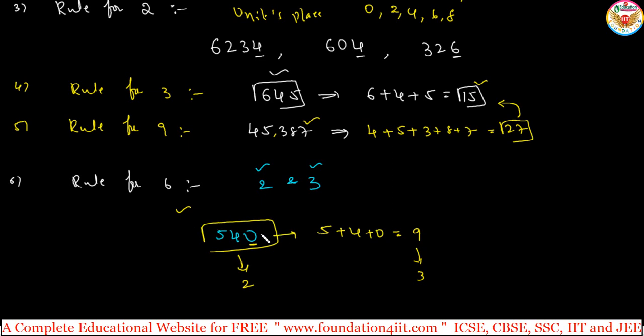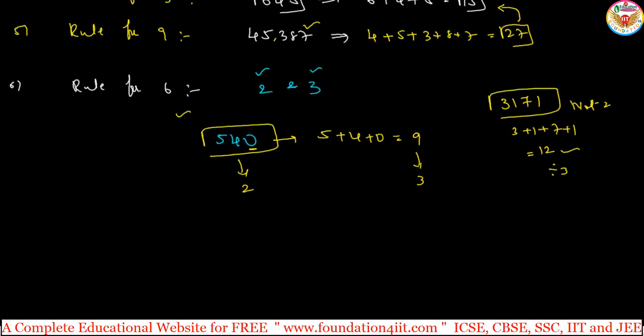If either one is not satisfied, the number is not divisible by 6. For example, 3171. The sum is 3 plus 1 plus 7 plus 1, which is 12. This number is divisible by 3 but not by 2, so it is not divisible by 6. Only if a number is divisible by both 2 and 3 is the number divisible by 6.